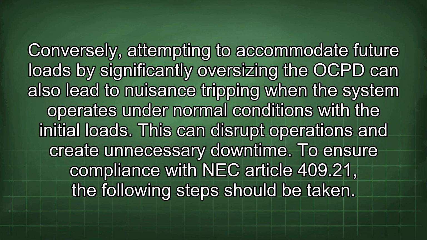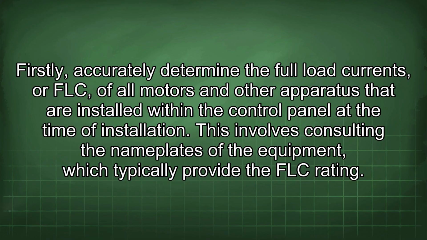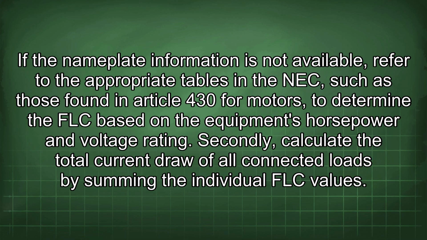To ensure compliance with NEC Article 409.21, the following steps should be taken. Firstly, accurately determine the full load currents, or FLC, of all motors and other apparatus that are installed within the control panel at the time of installation. This involves consulting the nameplates of the equipment, which typically provide the FLC rating. If the nameplate information is not available, refer to the appropriate tables in the NEC, such as those found in Article 430 for motors, to determine the FLC based on the equipment's horsepower and voltage rating.